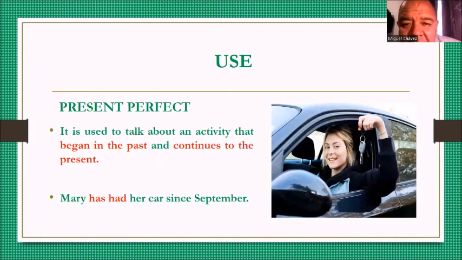A second use for this tense is to talk about an activity that began in the past and continues to the present. Let's check the example. Mary has had her car since September.